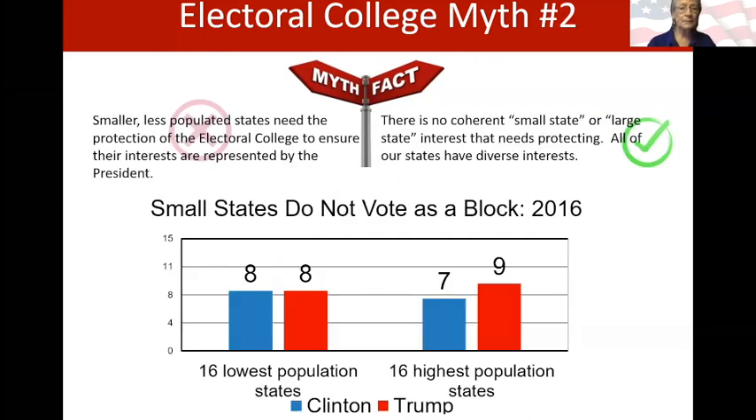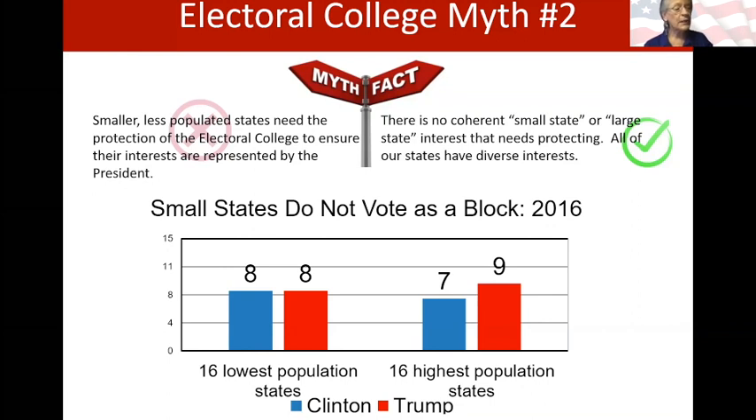Myth number two: smaller, less populated states need the protection of the Electoral College to ensure their interests are represented by the president. In fact, there is no coherent small state or large state interest that needs protecting by the Electoral College. Even the smallest state has substantial diversity within it. The concern of a farmer is likely to be very different than that of a computer programmer, whether they live in New Hampshire, Nebraska, or any other state.